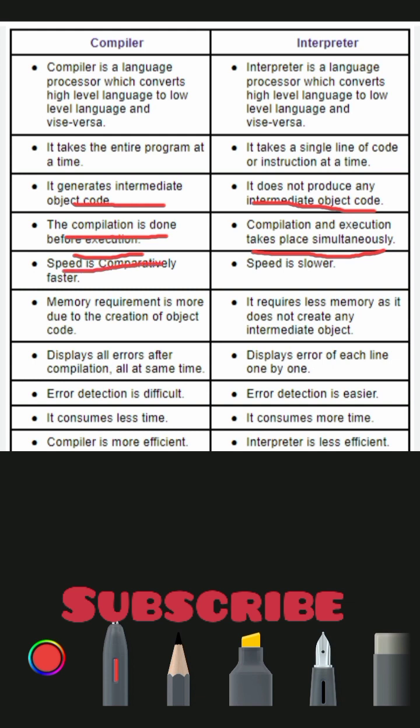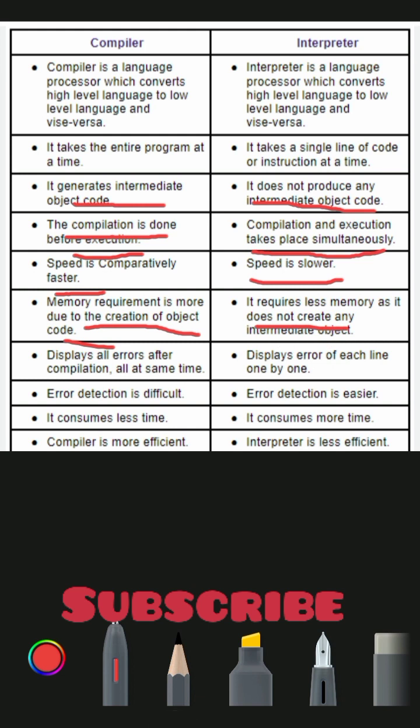Now next is compiler is comparatively faster because it converts full code at once and the code is executed at once, but the interpreter is comparatively slower. Now the memory required is more due to the creation of object code. So as the code is converted into object code, it needs more memory, and with the interpreter it requires less memory because at a time it takes one line, it will convert it and it is not stored, it will simply convert into the machine code and it will immediately execute it line by line.